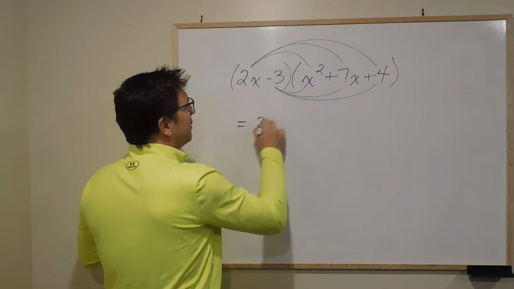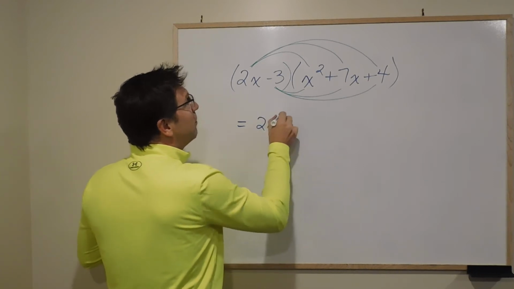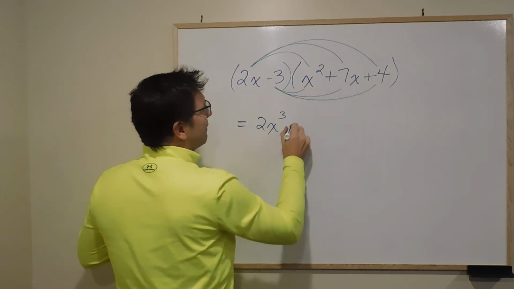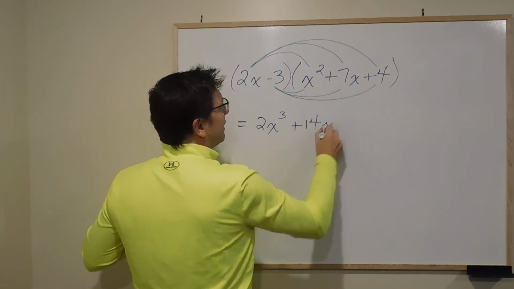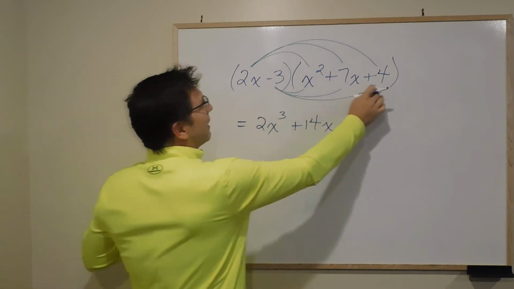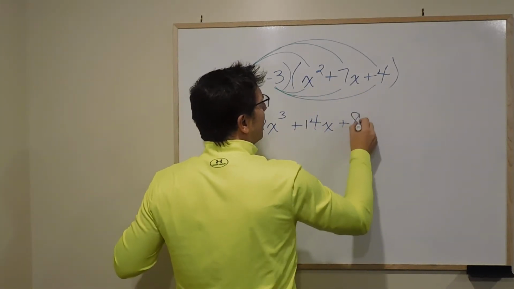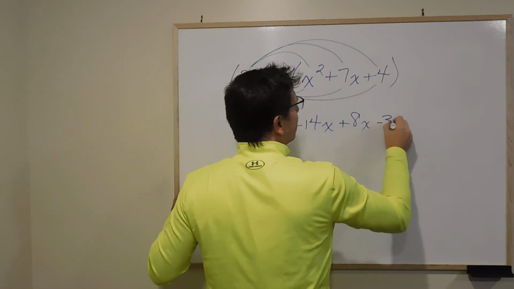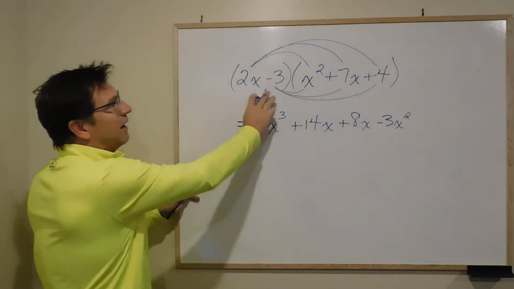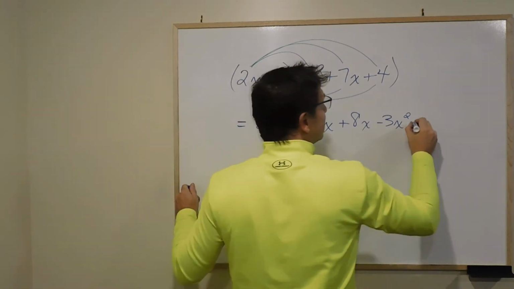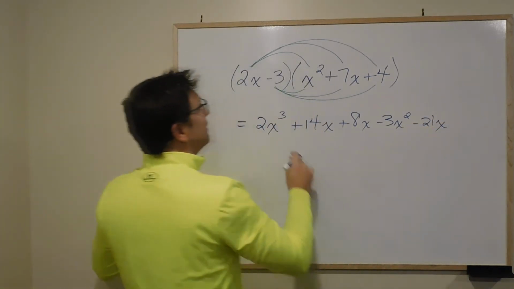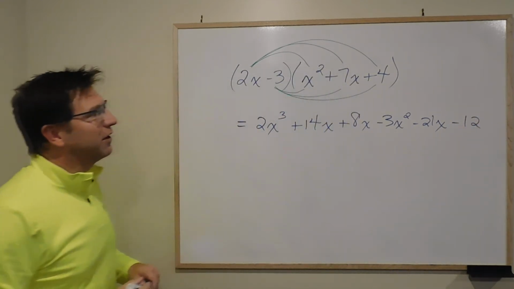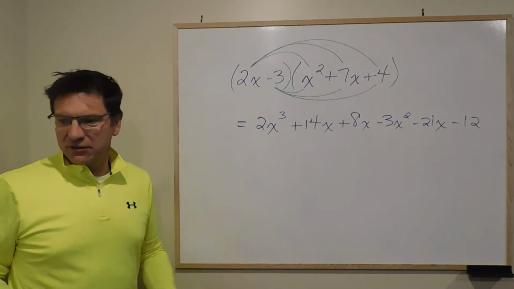2x times x squared is 2x cubed, right? Because that's 1 plus 2. And then 2x times 7x is 14x squared, and it's a positive. 2x times 4 is going to be plus 8x, right? Negative 3 times x squared is minus 3x squared. Negative 3 times 7x is minus 21x. And negative 3 times 4 is minus 12. And if you do it all in pieces like that, then all you need to do is collect like terms.